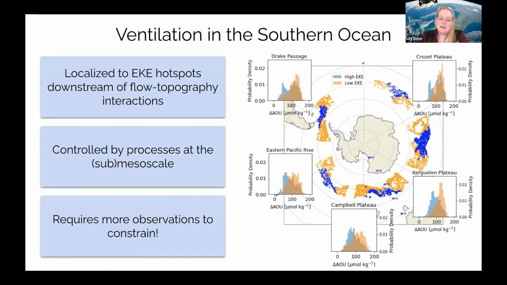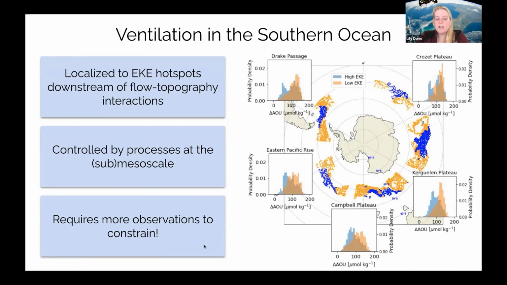But what we've done with this work is shown that ventilation is localized to eddy kinetic energy hotspots, which are downstream of flow topography interactions in the Southern Ocean. I didn't talk too much about that second part, but there's a lot of work out there that describes how these high EKE regions in the Southern Ocean actually come to be. We believe that this ventilation is primarily controlled by processes at the submesoscale and also the mesoscale.